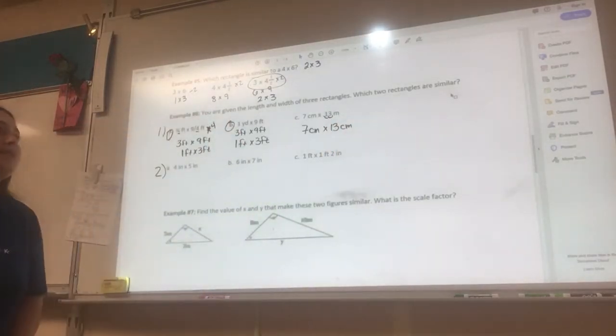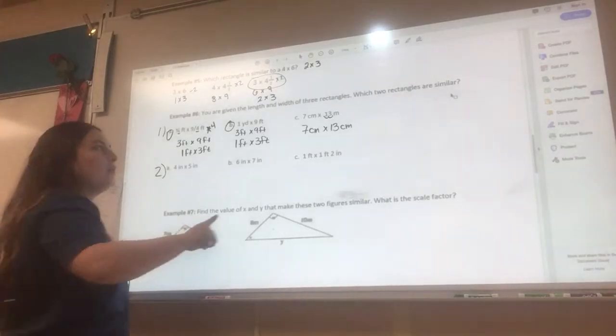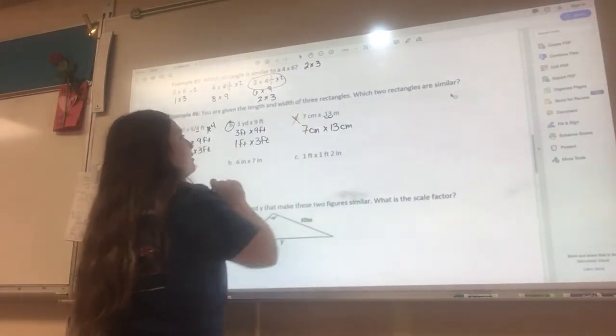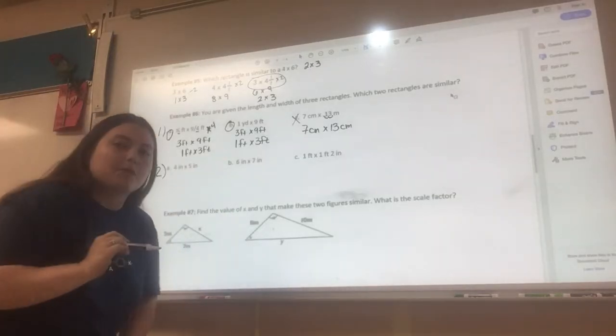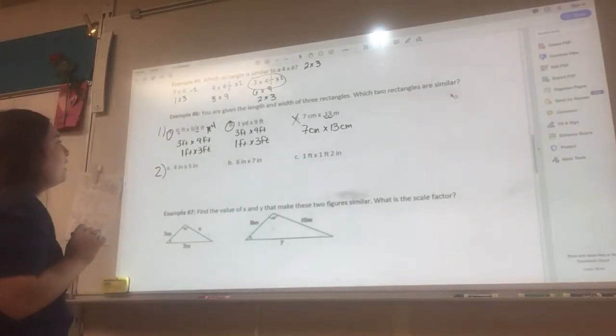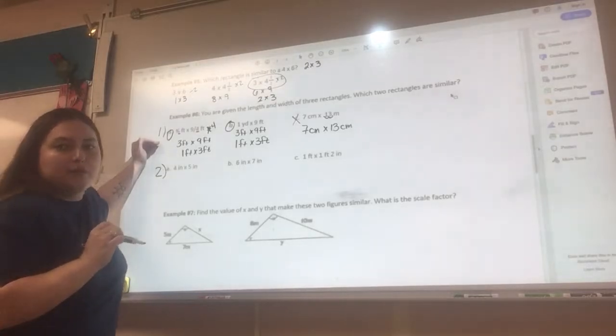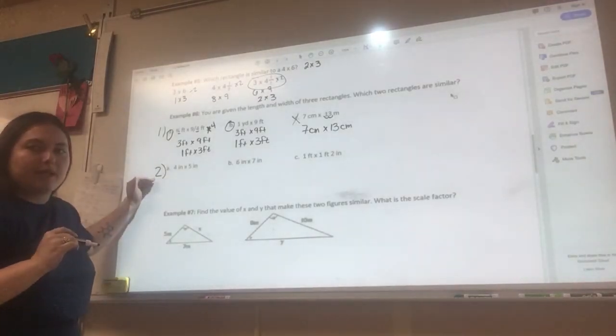Does 7 and 13 have any factors in common? No, they don't. So this one does not work. But A and B are proportional to each other. If you feel confident in how 1 went down, attempt number 2 without my help.